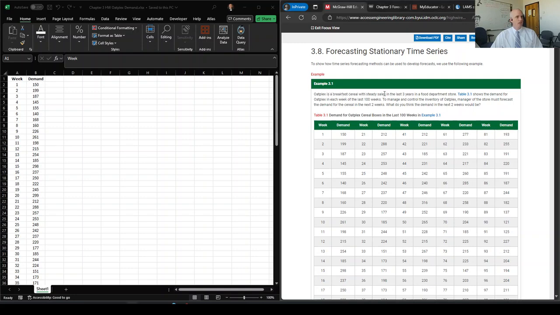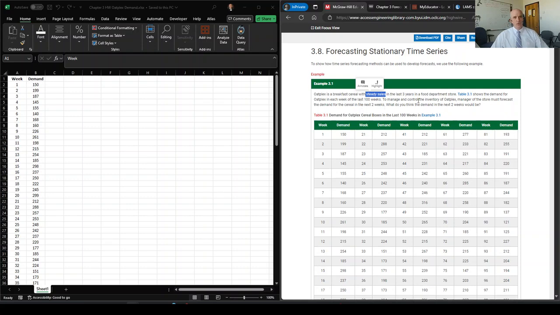Steady sales. Okay, notice steady sales. So there's no trend here. There's no trend up or down. Steady sales in the last 3 years. Table 3.1 shows the demand for the last 100 weeks.